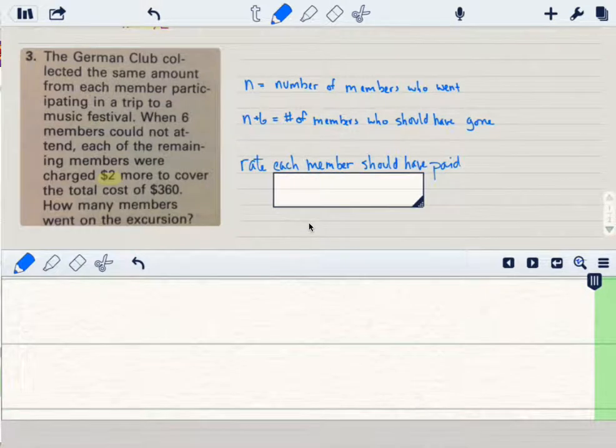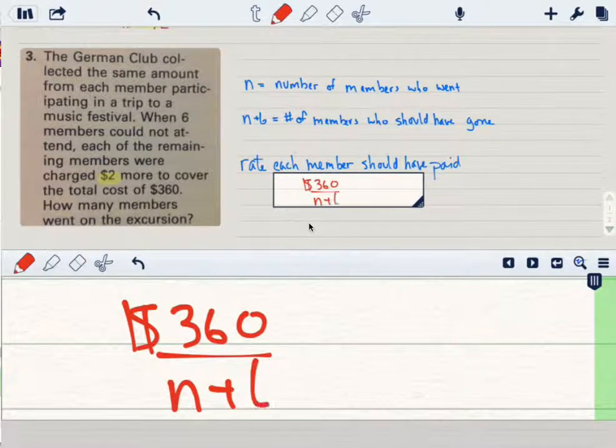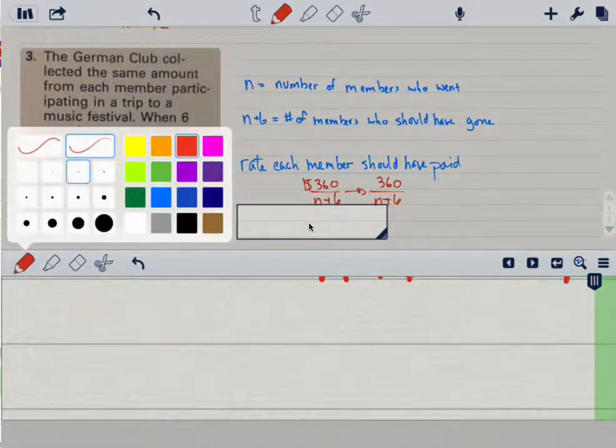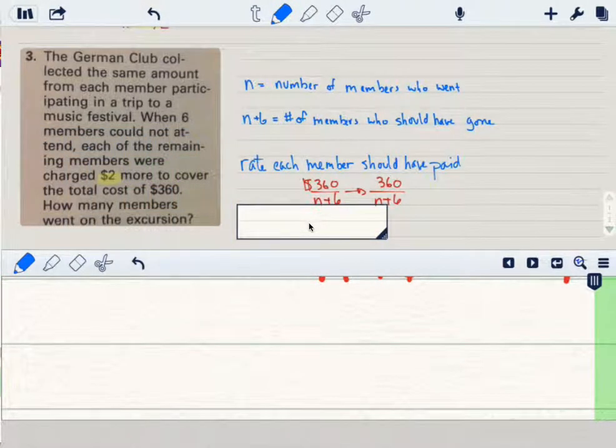Okay, so if it was $360 total and n plus 6 were supposed to go, then 360 divided by n plus 6 is the rate that should have gone. Now let's see the rate they actually paid. So that's how much they were supposed to pay. And when they couldn't attend, each of the remaining members were charged $2 more to cover the total cost of $360.